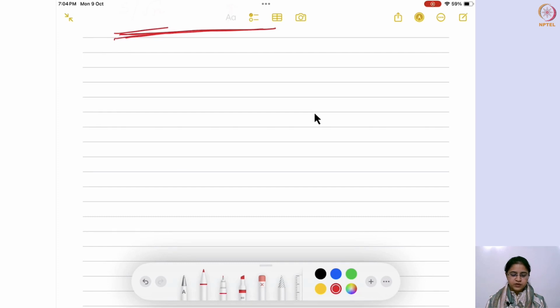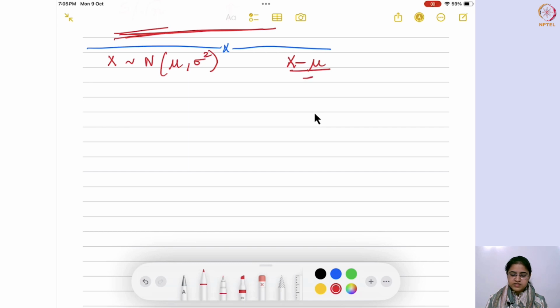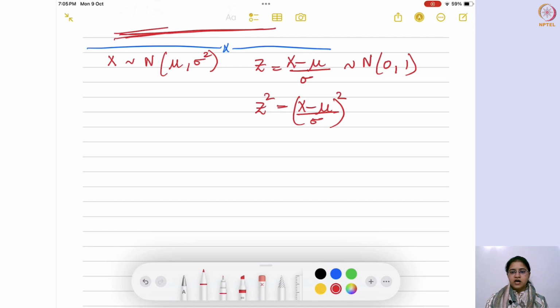So it says that if x is following normal mu sigma square, then x minus mu by sigma would follow normal 0, 1, which we denote by z. And if I further take the square of this, that is z square, x minus mu by sigma whole square, then I will get chi-square distribution with 1 degrees of freedom.